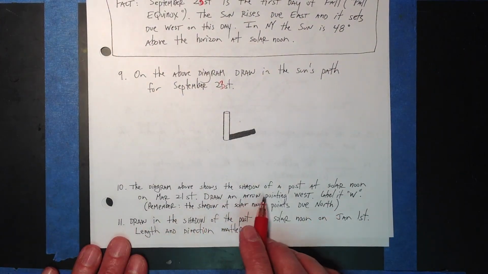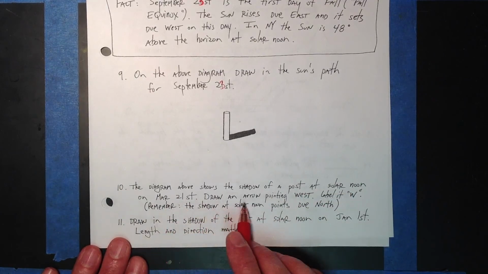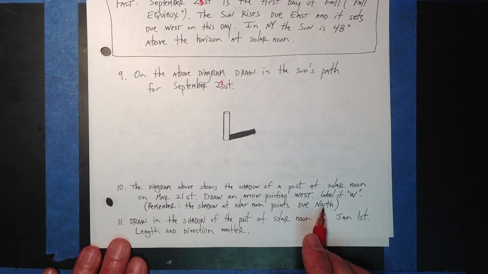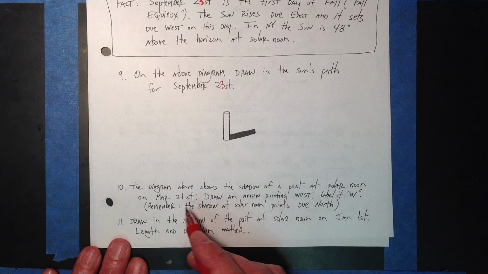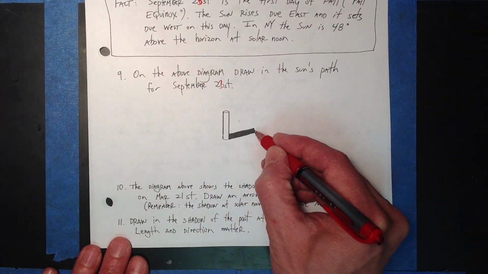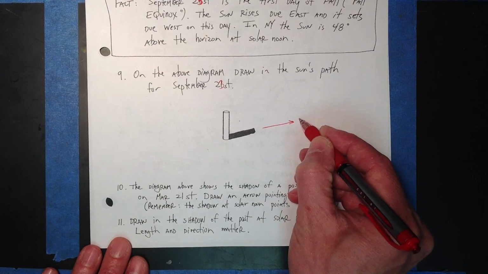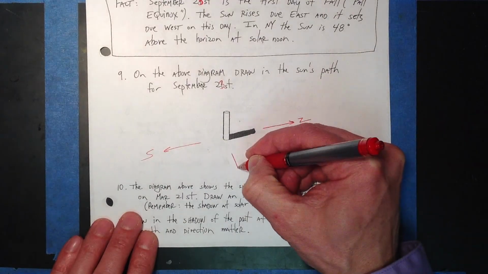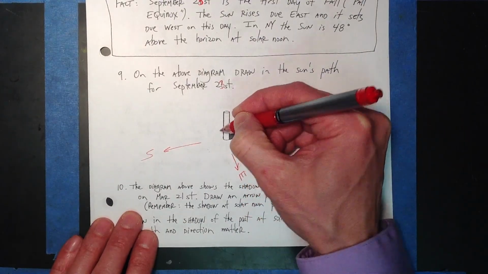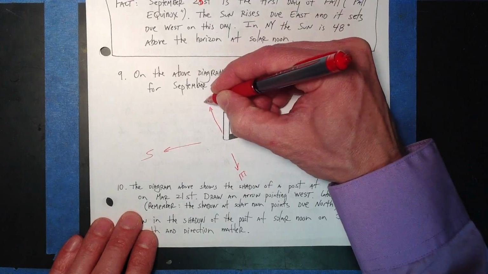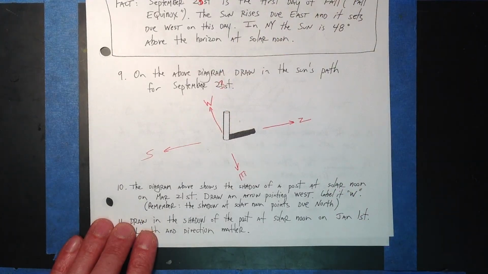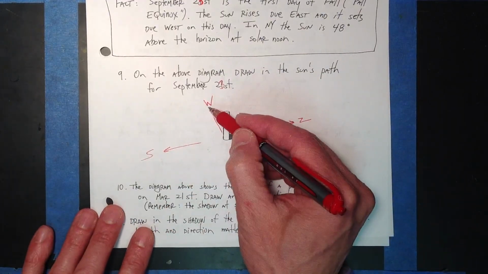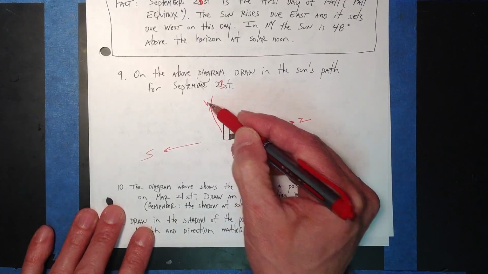10. The diagram above shows the location of a post at solar noon on March 21st. Draw an arrow pointing west. Label it west. Remember, the shadow at solar noon points due north. Okay, so this is solar noon. That's good. So therefore, this way is north, that way's south. Okay, and therefore, this way will be east. And then it gets me to this direction here. That is west. Label it W. So you really had to just do this to help me figure this out. But that's your arrow approximately where west is, and this should be a W.